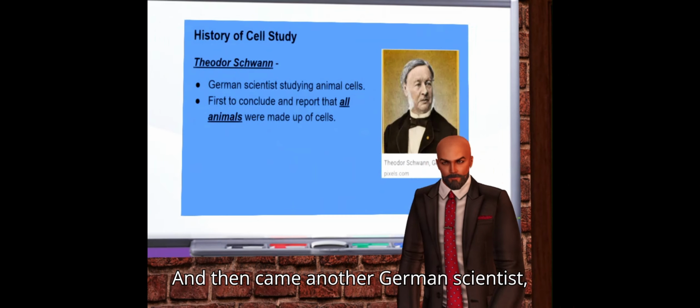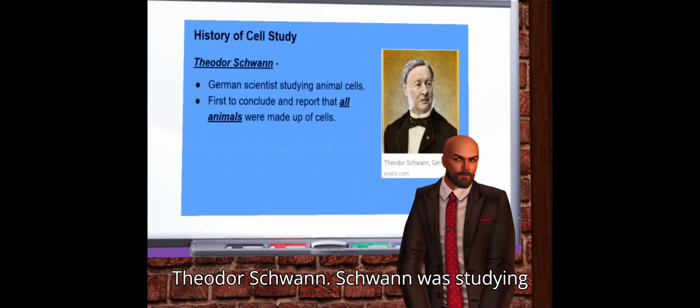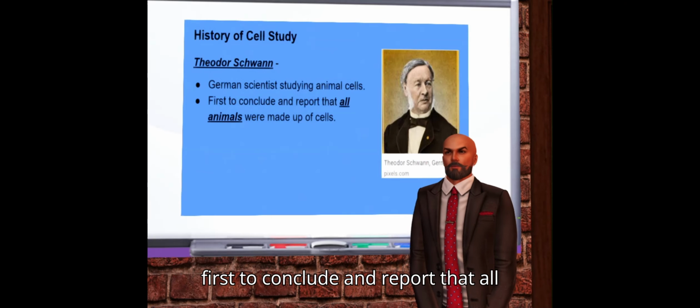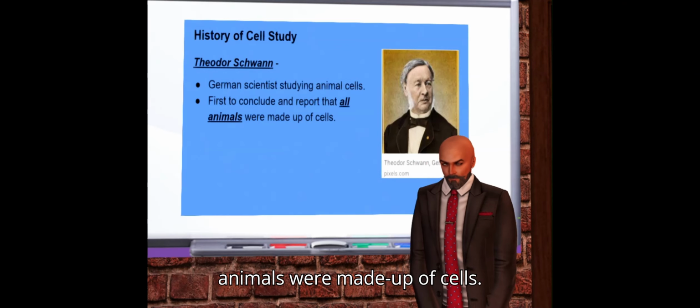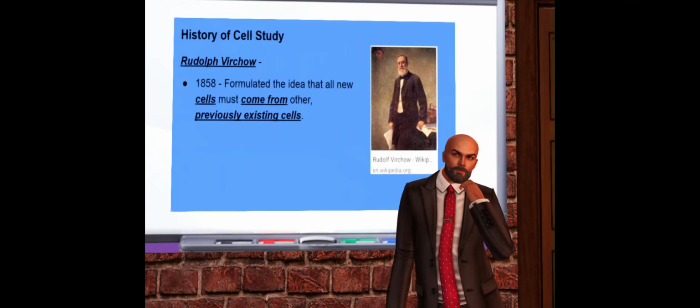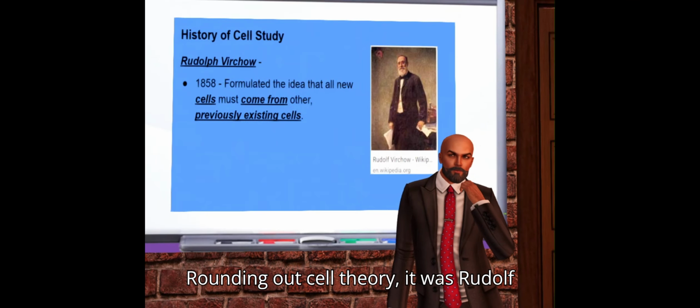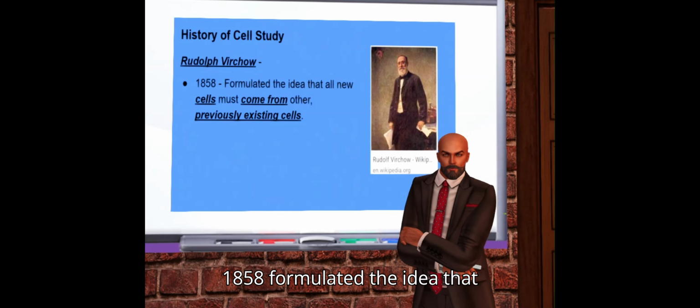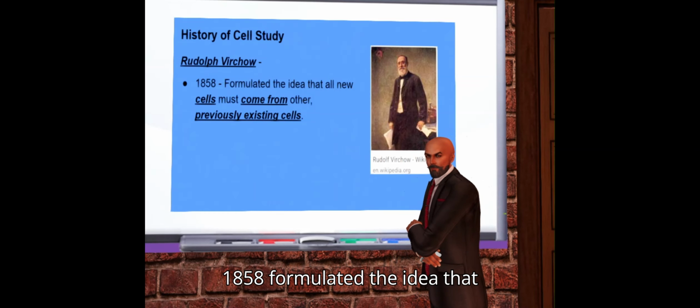And then came another German scientist, Theodor Schwann. Schwann was studying animal cells at the time, and he is the first to conclude and report that all animals were made up of cells. Rounding out cell theory, it was Rudolf Virchow, another German scientist, who in 1858 formulated the idea that all new cells must come from other previously existing cells.